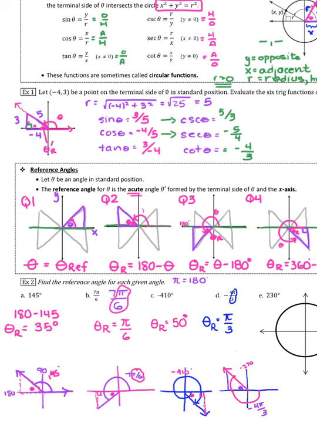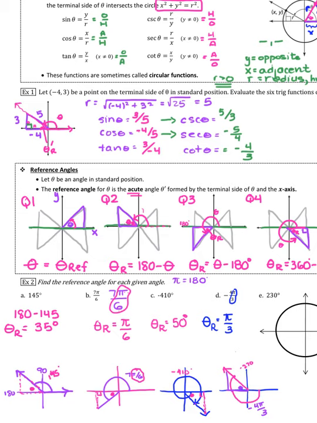And so this little reference angle is your 60-degree reference angle. It's the angle that the terminal side makes with the nearest x-axis. It's always going to be one of your little bow ties. And then our last one is 230 degrees.